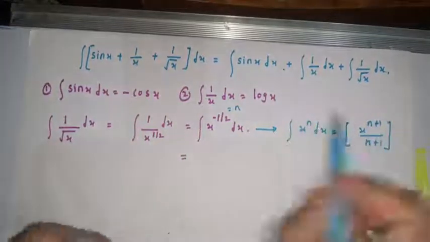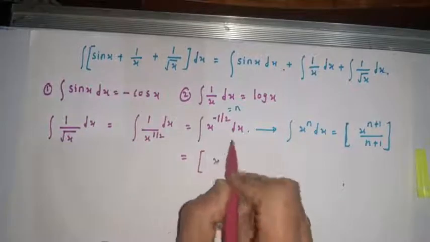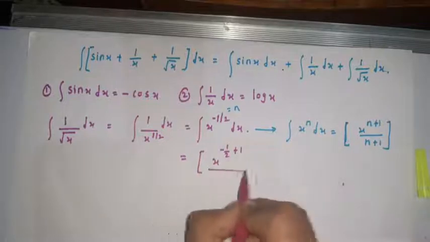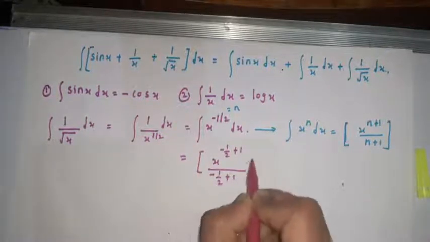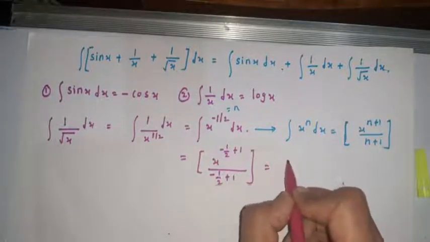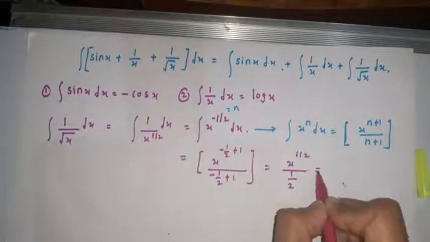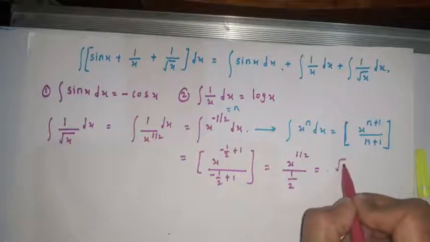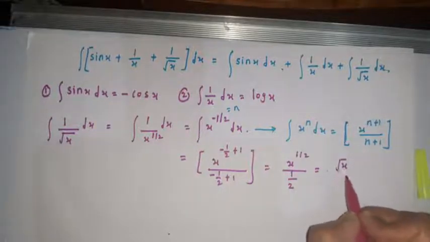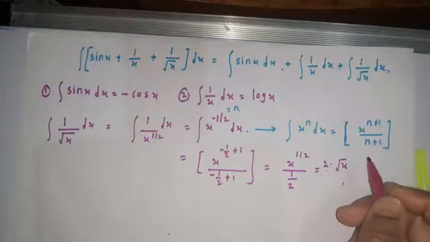Okay, and now in the given formula put the value of n. We will get x raised to minus 1 by 2 plus 1 upon minus 1 by 2 plus 1, and this is equal to, minus 1 by 2 plus 1 means x raised to half upon half, and this is equal to x raised to half, which means root x, upon 1 by 2, and that is equal to 2 root x. That is equal to 2 root x.